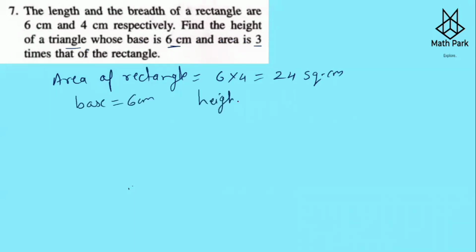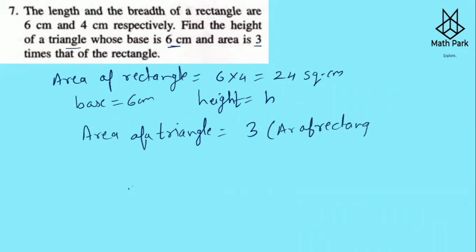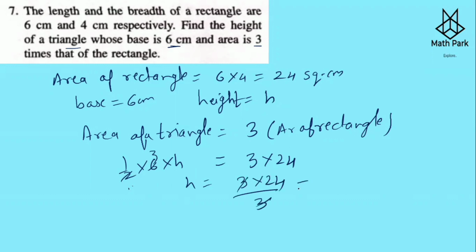Let the height be h. We are given that the area of the triangle is 3 times the area of the rectangle. Area of a triangle is half base, which is 6, into height, which we don't know, is equal to 3 times 24, the area of the rectangle. So 2 3s are 6. So h is equal to 3 times 24 upon 3. So this 3 and 3 got cancelled. 24 centimeter is the height of the triangle whose base is 6. Got it? Moving to question number 8.